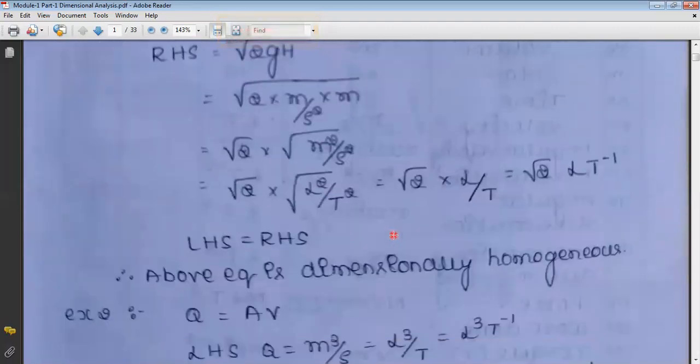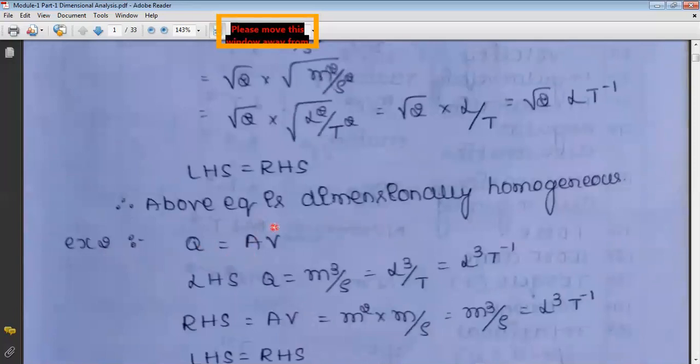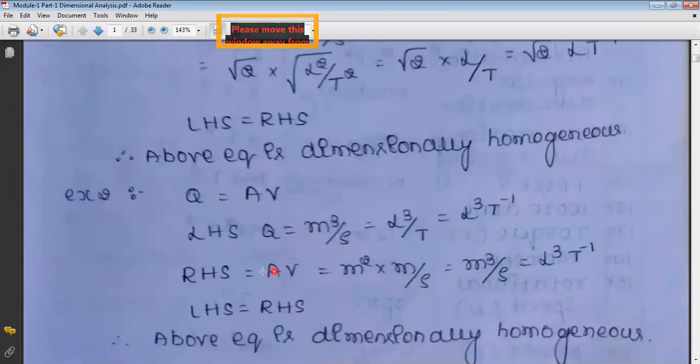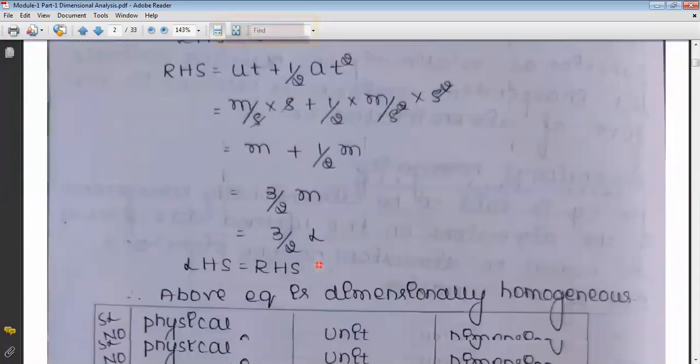You can take any equation you used in the third semester, in the first year, or even in the PUC. You have a number of equations. Take any equation and check for dimensional homogeneity. Now, discharge is equal to area multiplied by velocity. The unit of discharge is meter cube per second, so the dimension is L cube t power minus 1. Like that, the RHS you should also write, and you can say the dimensions of the left hand side and right hand side are the same. This equation is dimensionally homogeneous. You can try any example as I told.